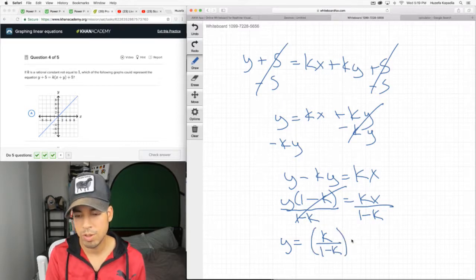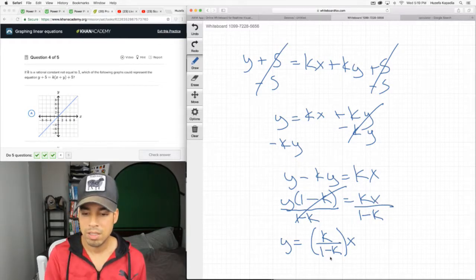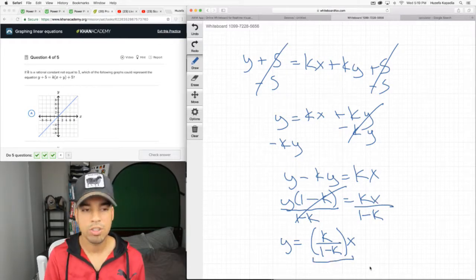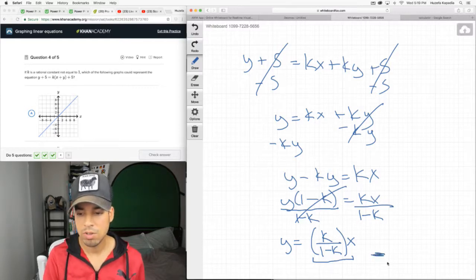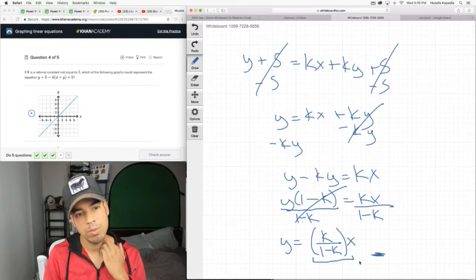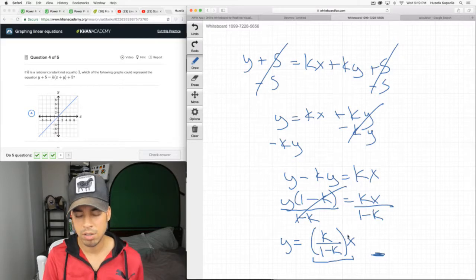I'm just reformatting it like this. It's the exact same thing as up here. Why am I doing that? Because this is our slope. This is our slope value. And essentially, this is just going to be a line that has no y-intercept because there's nothing over here. And we don't even know if this is necessarily a positive or negative slope or what. It's just some sort of a slope.